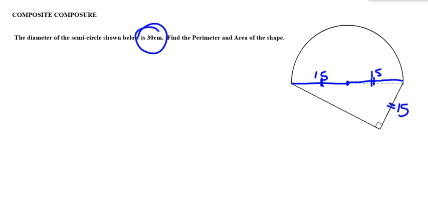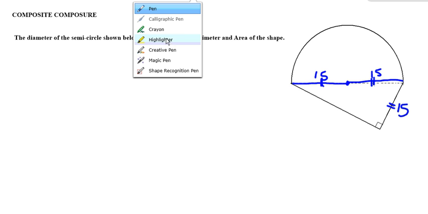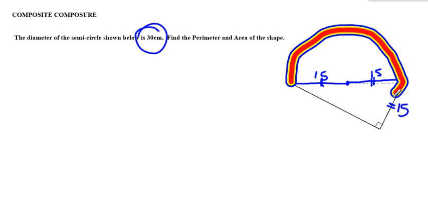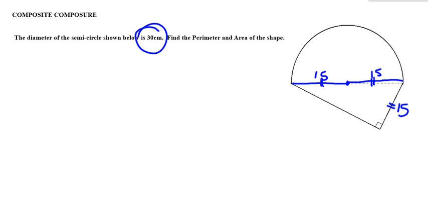So let's start talking about finding the perimeter. Perimeter is the distance around an object. So if you were to walk around this object, you would walk this path, and that's the perimeter of the shape. So remove all that extra coloring.